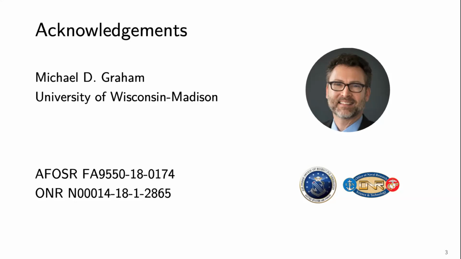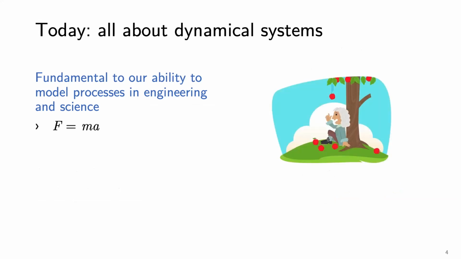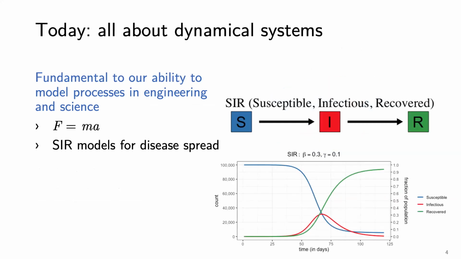And today's presentation is going to be all about dynamical systems. Dynamical systems are fundamental to our ability to model processes in engineering and the sciences. An example that we're all familiar with is Newton's second law, which gives governing equations for how objects move. Another example that's become especially relevant in the last couple of years is SIR models, which are used to model disease spread and have actually been used during the pandemic to understand how coronavirus spreads. And there are many other examples as well where dynamical systems are really important to understanding what's happening in the real world.